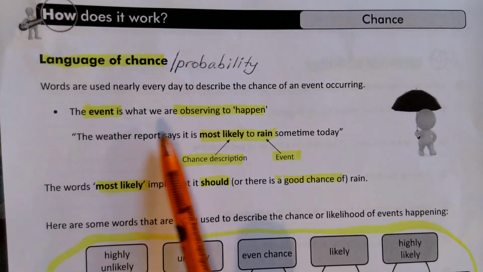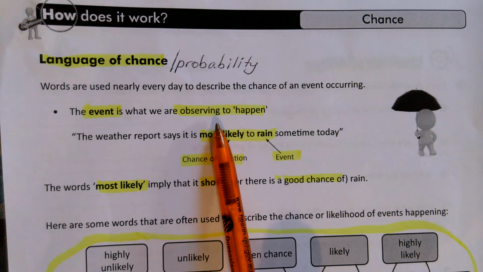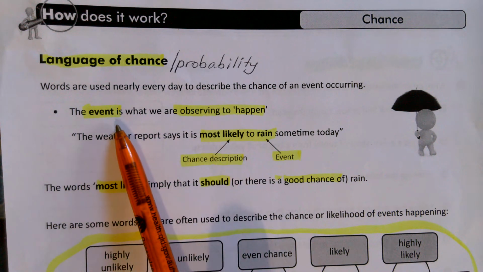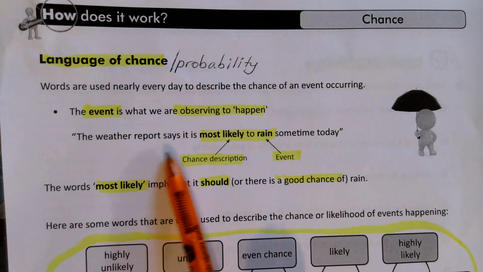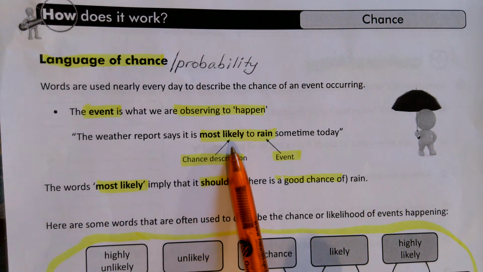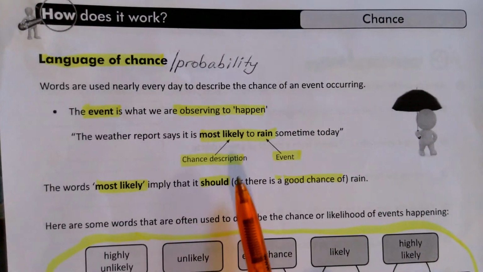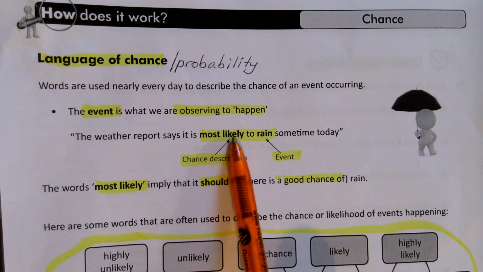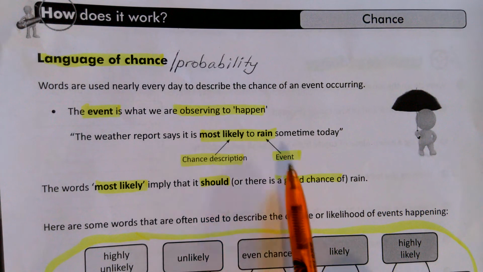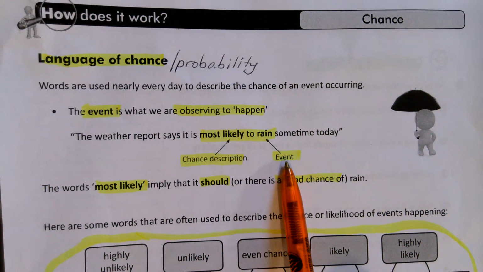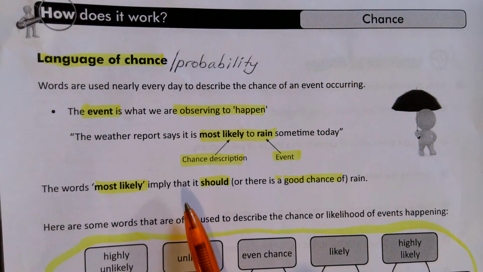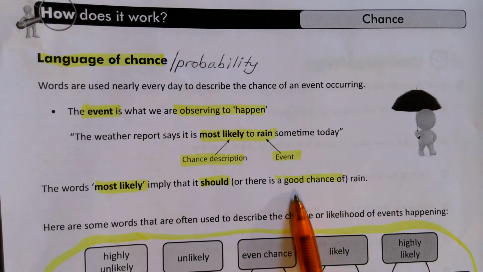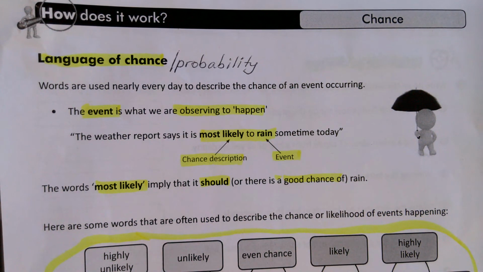So an event is what we're observing to happen. So that's what we call an event. The weather report says it's most likely to rain sometime today. You'll hear that every single day. So the chance description is this, most likely, and the event is rain. So most likely implies it should, or there's a good chance of it raining.